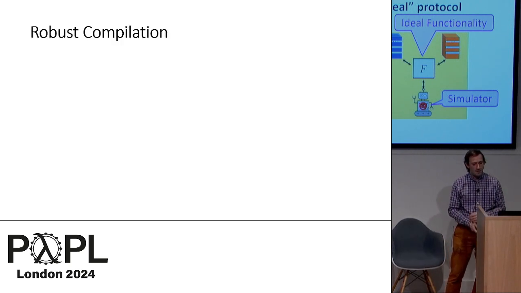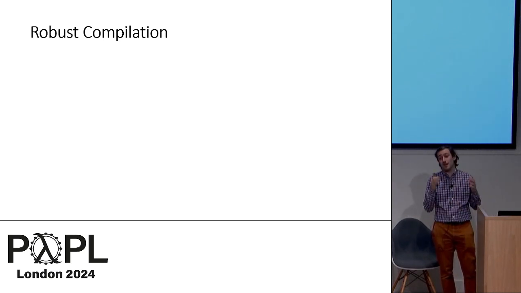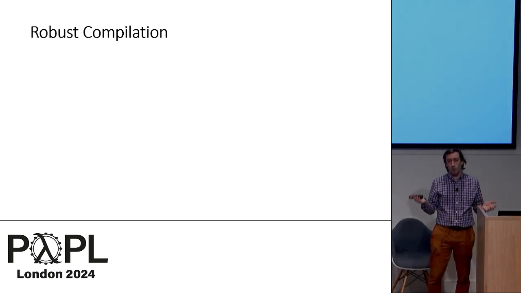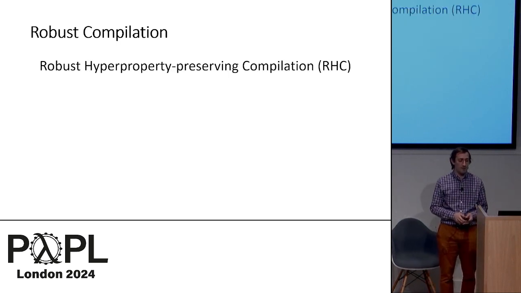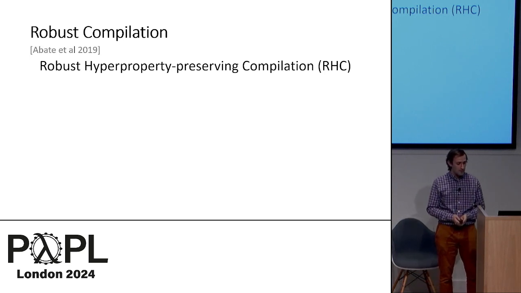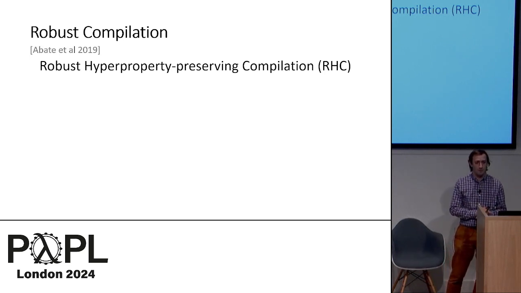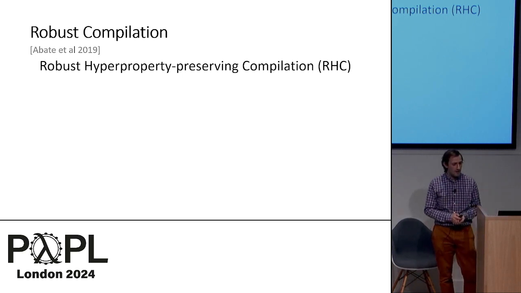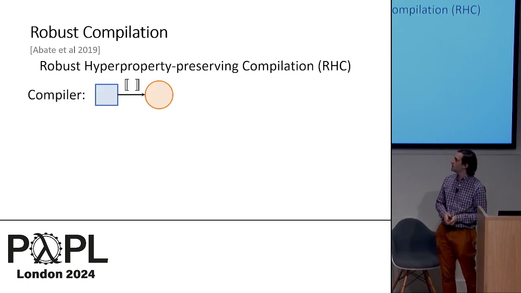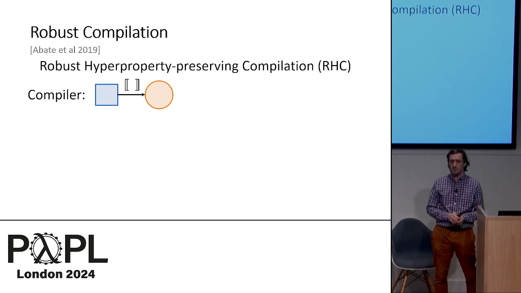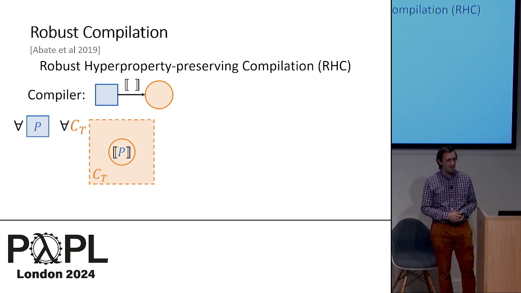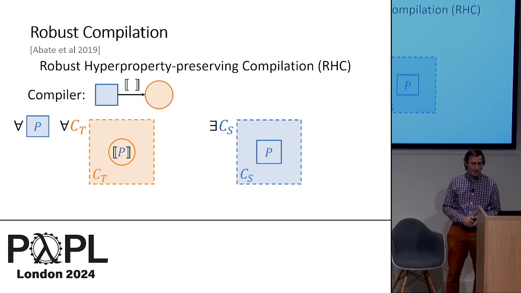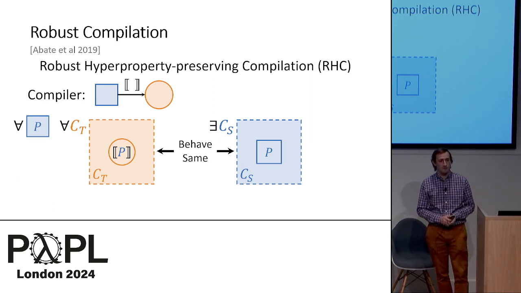As a recap, what does robust compilation look like? Well, there are a lot of different kinds of robust compilation. We've heard about multiple different kinds already today. Specifically, I'm concerned with robust hyperproperty preserving compilation, or RHC. This is from the Journey Beyond Full Abstraction work from CSF 2019. In this context, we have a compiler, which in this case we'll say takes these blue square programs to these orange circular programs. And we say, for any source language program and any target language context, we have to be able to find some source language context such that the behaviors of these are exactly the same as each other.